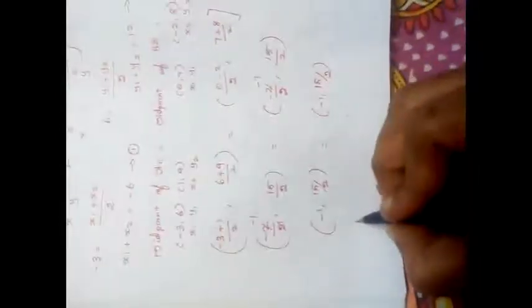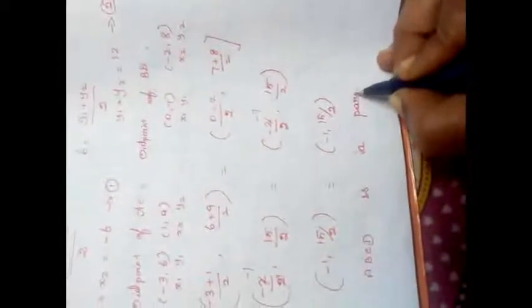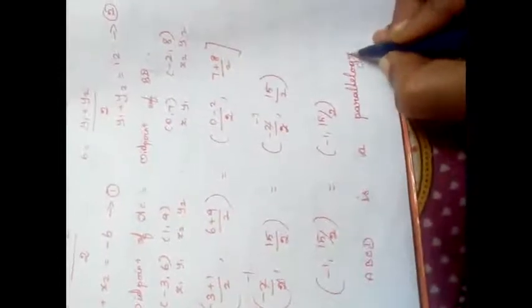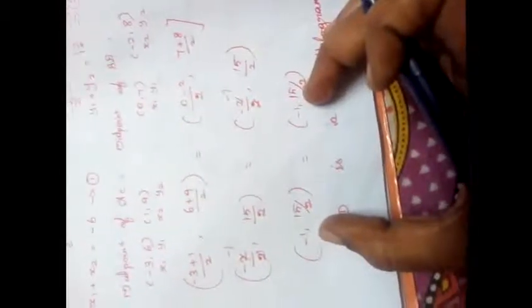So ABCD is a parallelogram, because both midpoints are equal. Diagonals bisect each other. Okay.